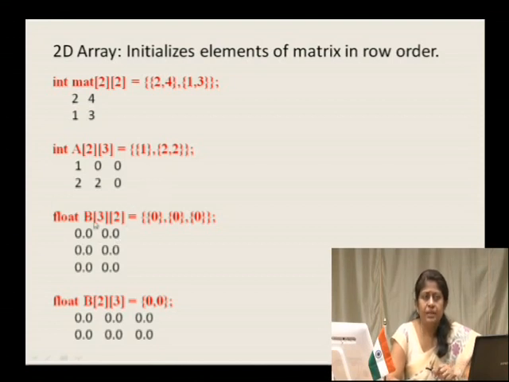Similar to that, we have float b of 3, 2 with only 3 values assigned, that is, for the first row, the second row and the third row. So, here by default all the other elements of the matrix would also be set to 0.